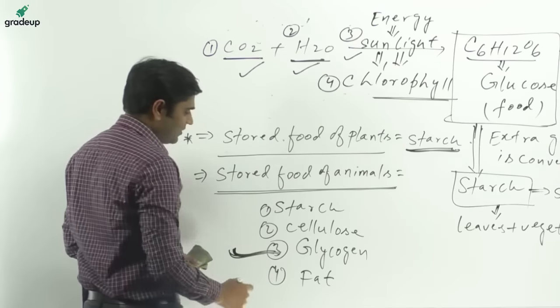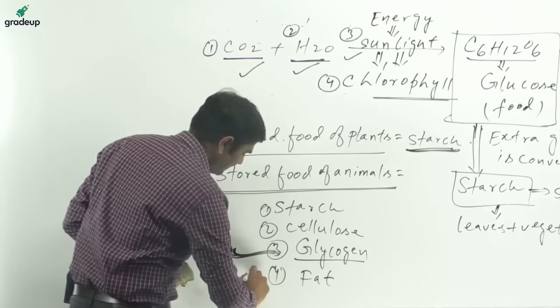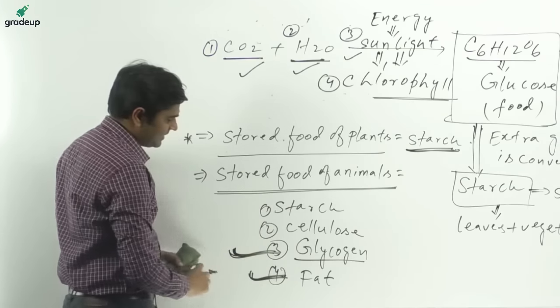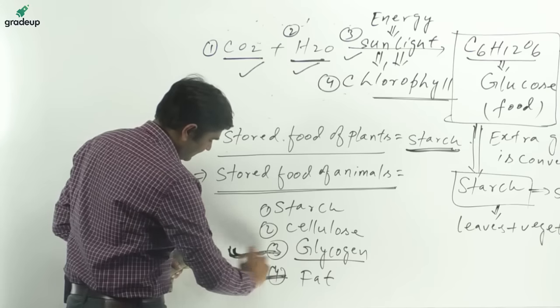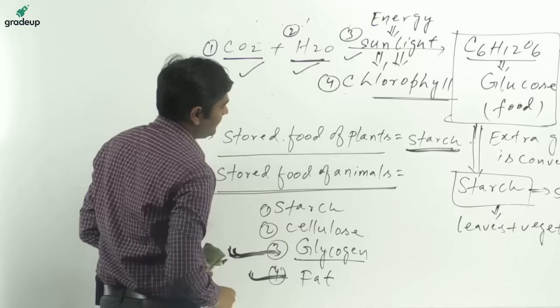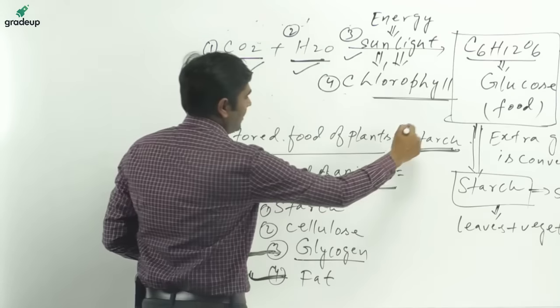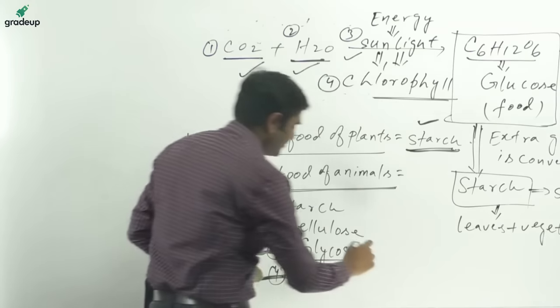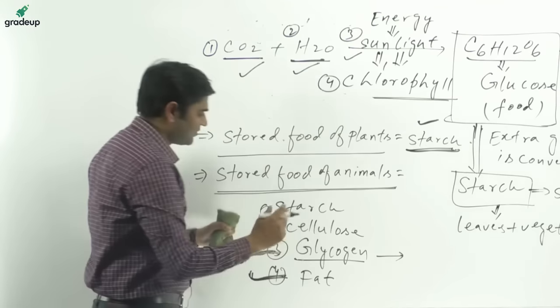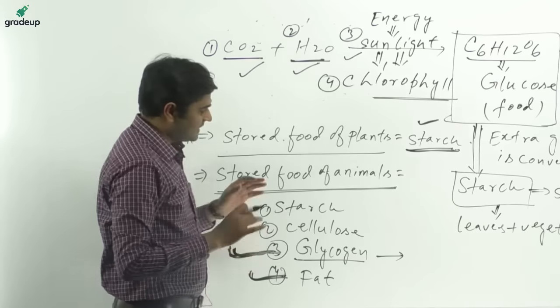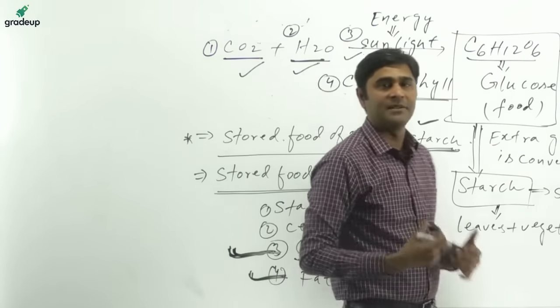If glycogen is not in the options, then the answer will be fat. If both are in the options, then the answer is glycogen. So the stored food of plants is starch and the stored food of animals is glycogen, and this glycogen is stored in which part of the animal body?